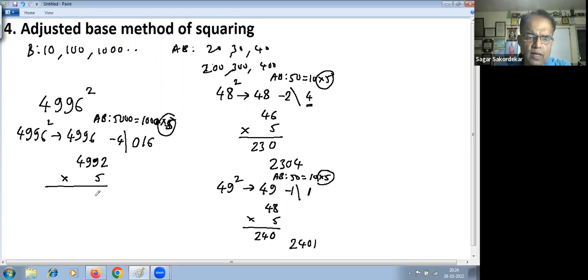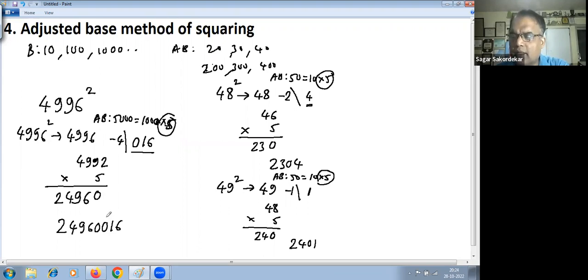5 into 2 is 10, so 0, carry 1. 5 9s are 45, plus 1, 46, carry 4. 5 9s are 45, plus 4 is 49, so 9, carry 4. 5 4s are 20, plus 4 is 24. 24960, that is the left hand side answer. We already confirmed the right hand side by putting 0. So just join. Good.